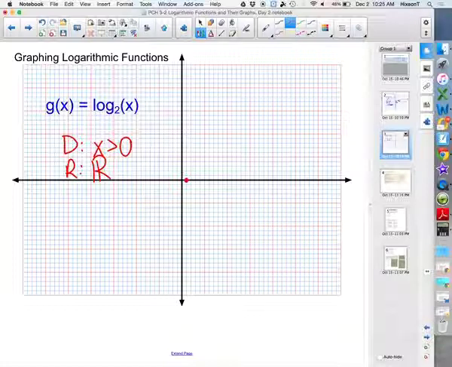We have the point where we have the base, and anytime the base is the x-coordinate, the y-coordinate is going to be 1. So here's 2, 1. Here's our point 1, 0. And then again, if you think of this in terms of its exponential form, it's really easy to find points. The exponential form here would be 2 to the g of x power equals x.